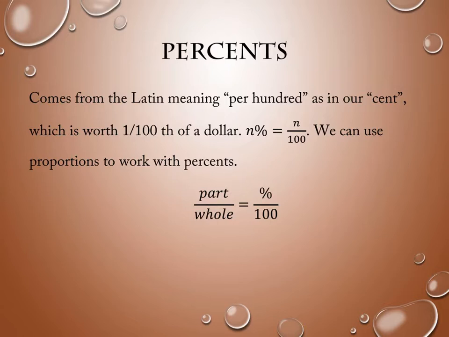A proportion, which we have seen before, we haven't talked about it at length, but I know you've seen it before, is actually considered to be two fractions set equal to each other. That's a proportion. We're going to have a part of something compared to the whole of something, and that will equal the percent compared to 100.